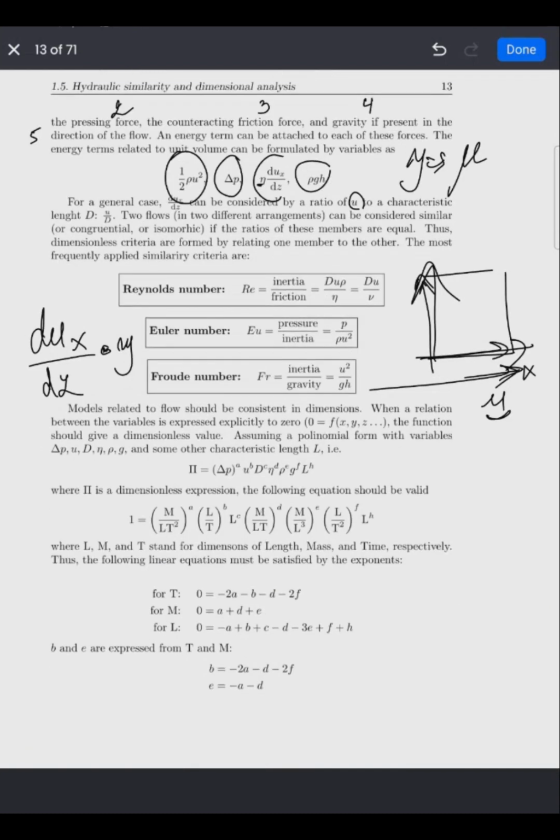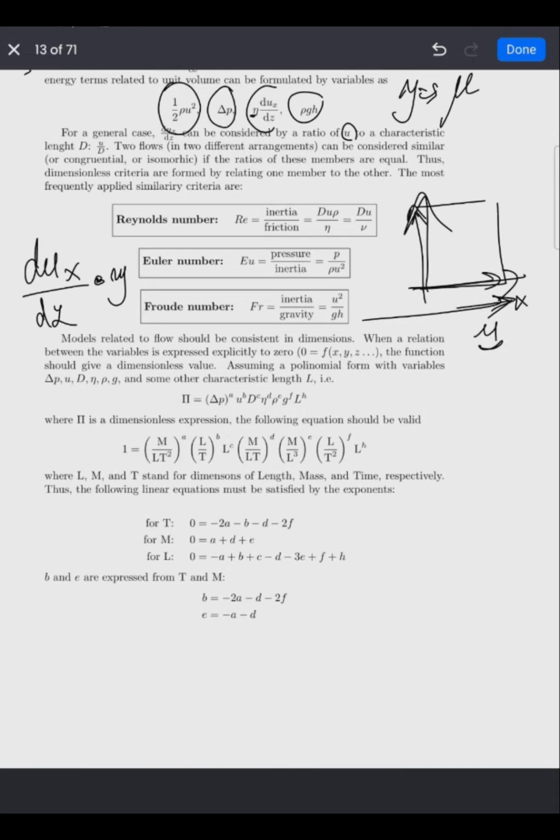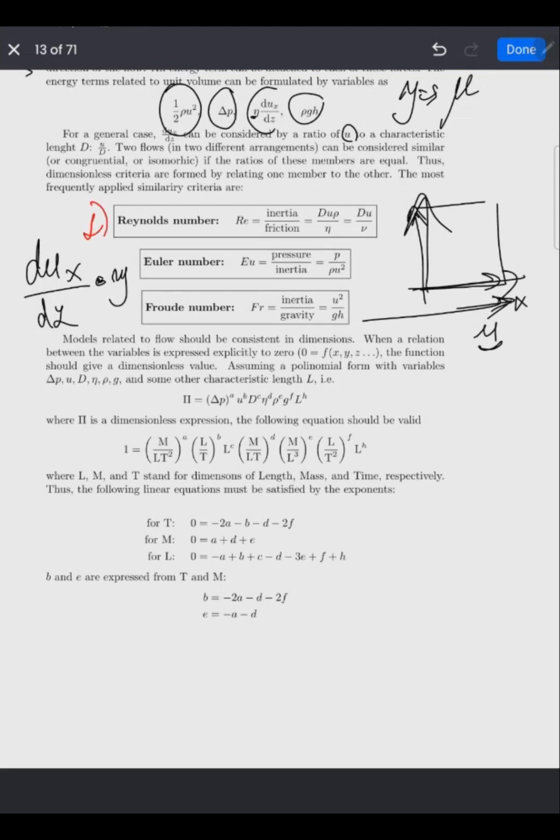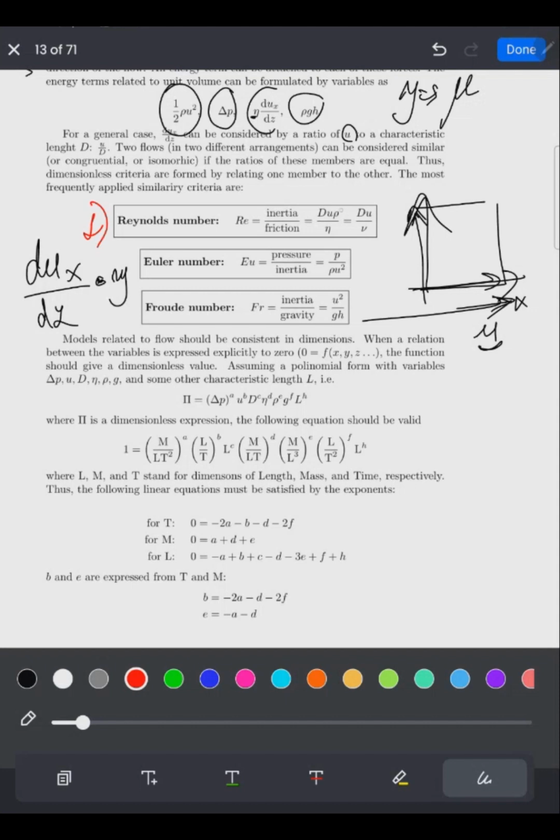let's say you have a body. It will be moving at constant speed u across the x axis, and you have the z direction. It will be du_x over dz. If you remember the Newtonian and non-Newtonian fluids, we were discussing du_x over dz and also considering its viscosity values. So next one.